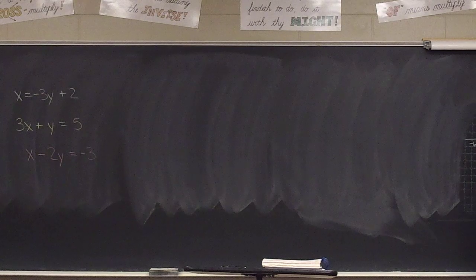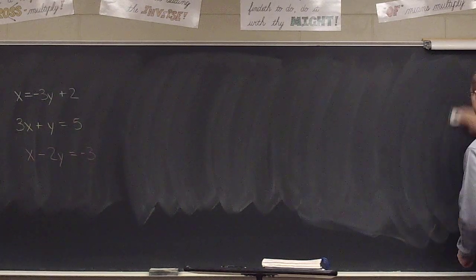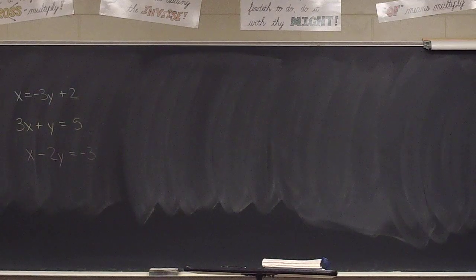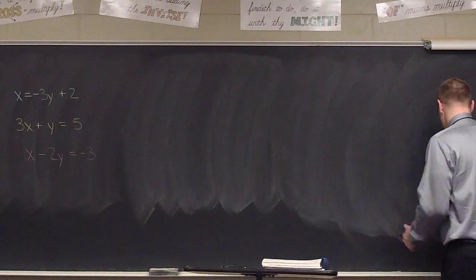When you set up your Cartesian plane, give yourself room. You've got three different equations to put on there. Make sure you can put all kinds of different points on there. So I'd go maybe 9 in each direction. Give yourself a decently sized Cartesian plane to work with.